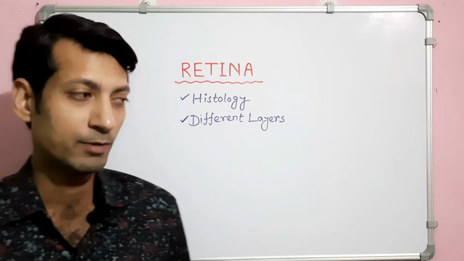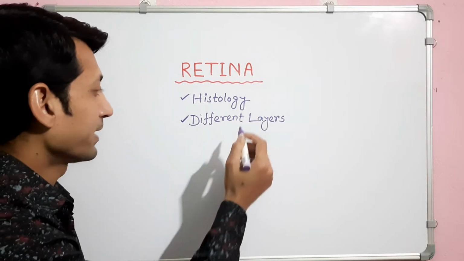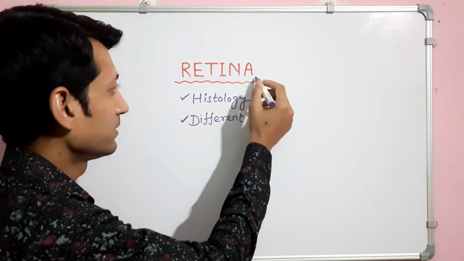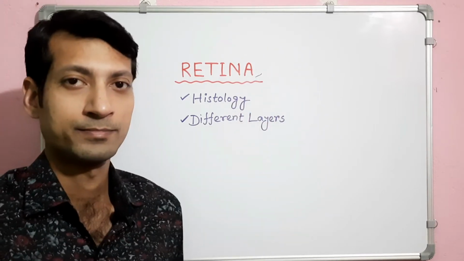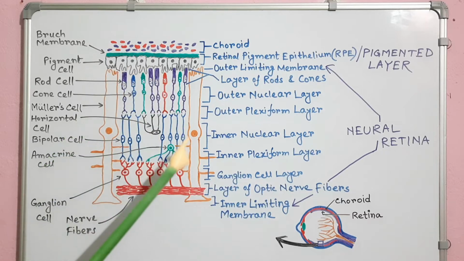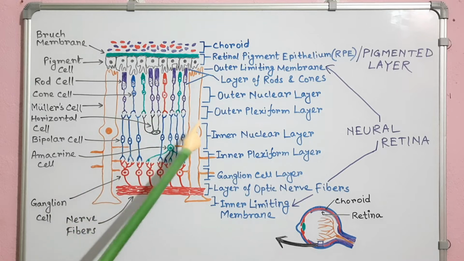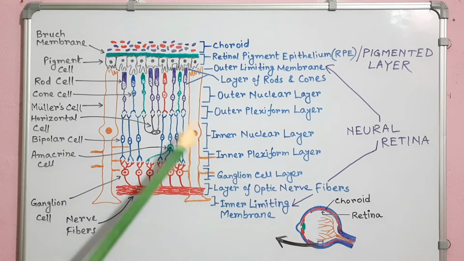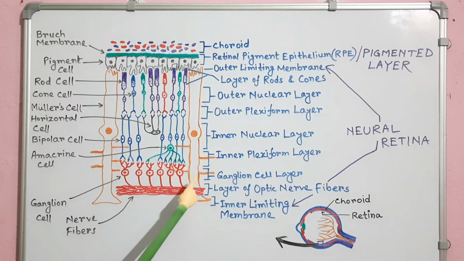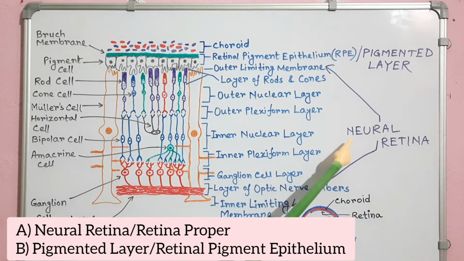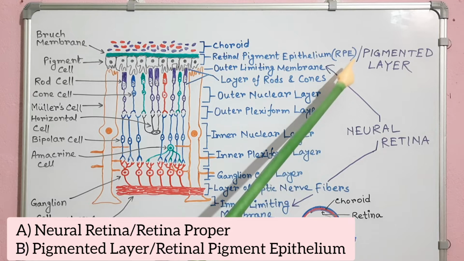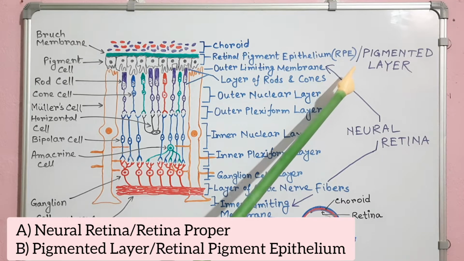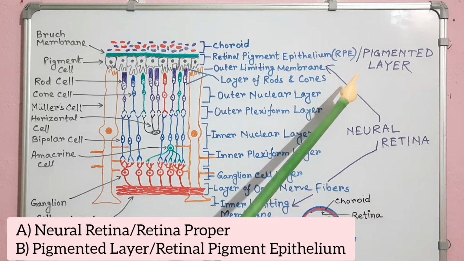Today I will discuss the histology and different layers of retina. In this diagram, I have tried to show different layers and cells of retina. If we observe the portion of retina under microscope, then we will see that the retina consists of two basic layers, the neural retina or retina proper and the pigmented layer or retinal pigment epithelium.